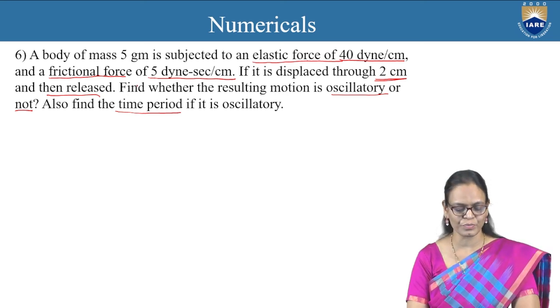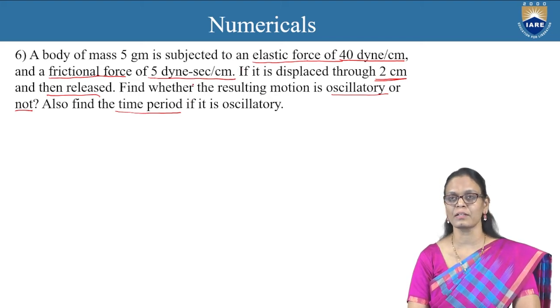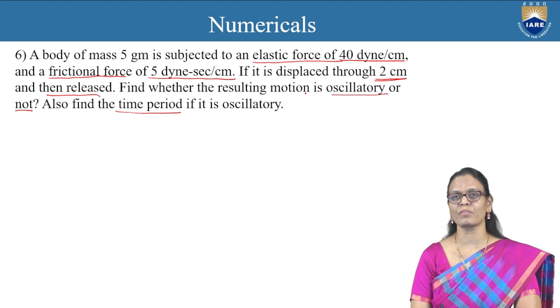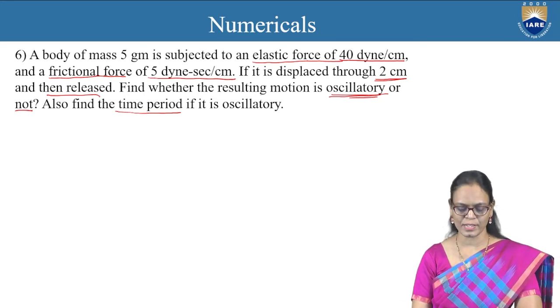Now, because we have the frictional force and we have the elastic force also, we will be considering it as a damped harmonic oscillator. In the damped harmonic oscillator, we have to check for the condition. We have already seen the equation and we have also seen the conditions. Only in the first condition, that is in underdamping, when b square is less than omega square, only in that case the system will be oscillatory. So we will check for that condition whether it is oscillatory or not. Then we'll use the formula for time period. So let us write the data.